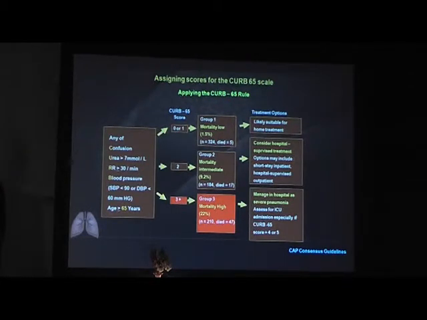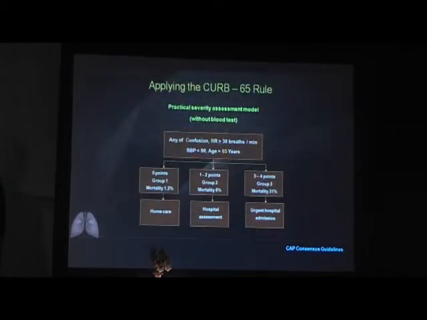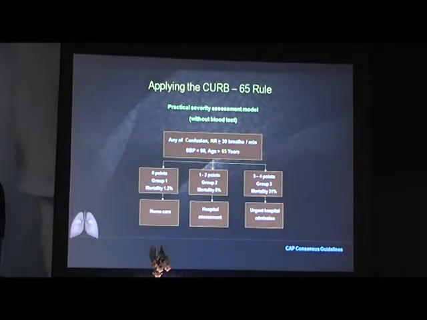The CURB-65, the 1, 2, and 3, that we're really looking at the 2 groups, and you find that they are beautifully laid out as far as therapy is concerned. Group 1, which is home care, group 2, which is hospital assessment, and group 3 and 4, of course, go into the ICU. So the CURB-65 is a wonderful index that you can use in such patients.